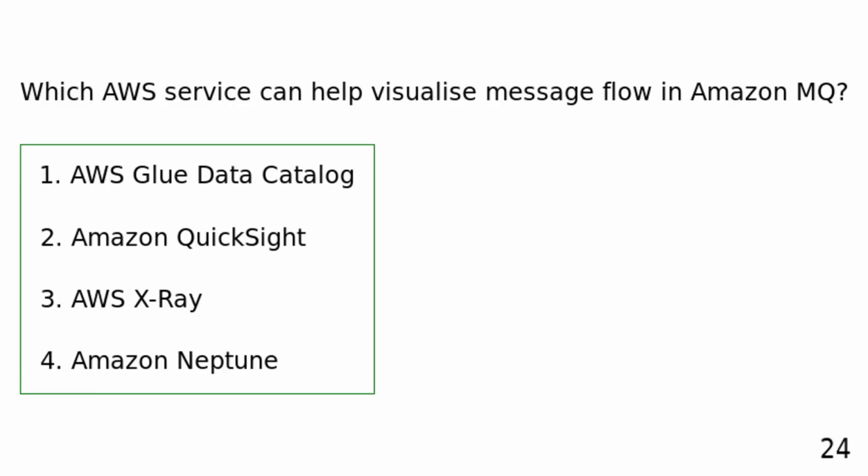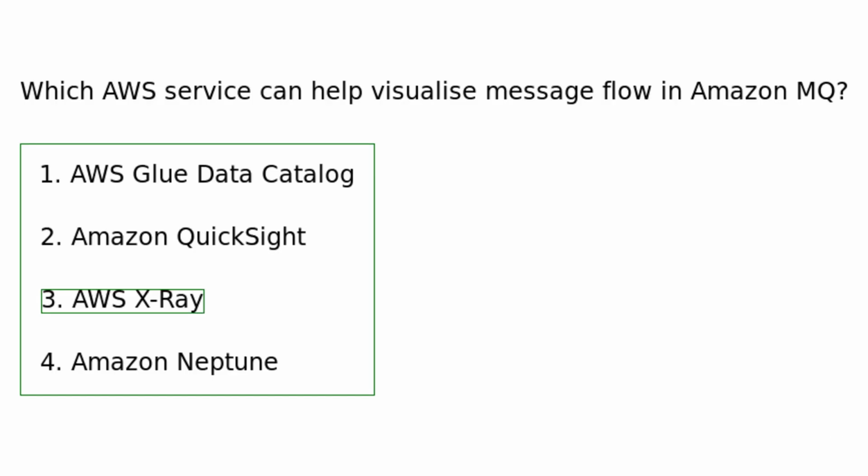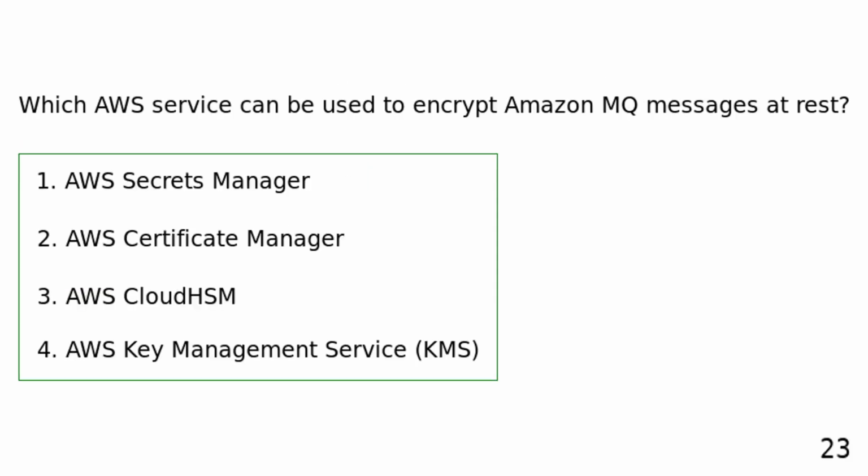Which AWS service can help visualize message flow in Amazon MQ? AWS Glue Data Catalog. Amazon QuickSight. AWS X-Ray. Amazon Neptune. AWS X-Ray can help visualize and analyze the flow of messages through Amazon MQ, aiding in understanding system behavior and troubleshooting.